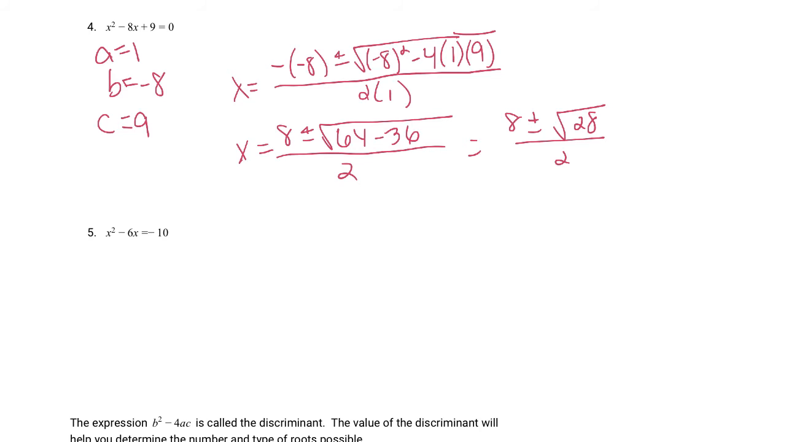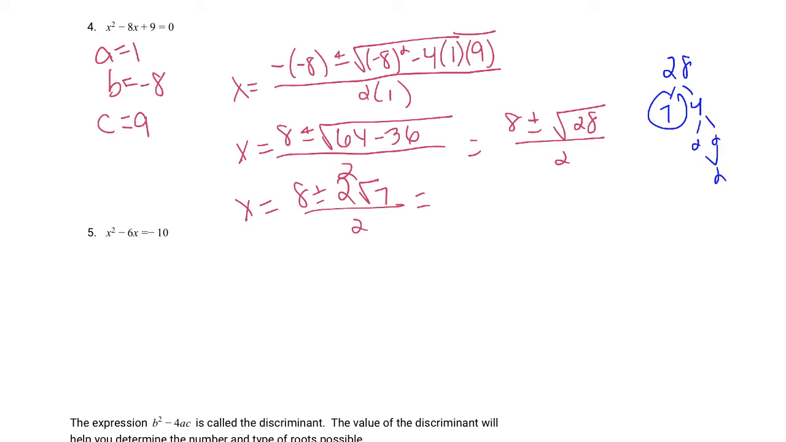Well, I can simplify 28. It's 7 and 4 is a perfect square. So this becomes 8 plus or minus 2 times the square root of 7 over 2. We simplify just a bit more and get 4 plus or minus the square root of 7 as our answer. So x equals 4 plus or minus the square root of 7.